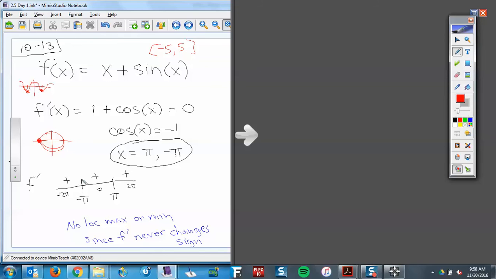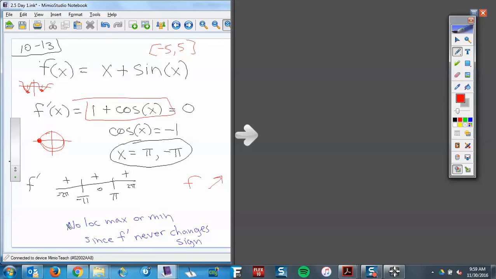All right. Now I went ahead and put that on a number line, picked some numbers in between. I got positives for everything. Put a 0 in here, cosine of 0 is 1, 1 plus 1 is 2, so I got all positive. So that tells me f is always increasing, so that answers 12 and 13 for us. There's no local max, no local min, the function's always increasing, since f prime never changes sign.